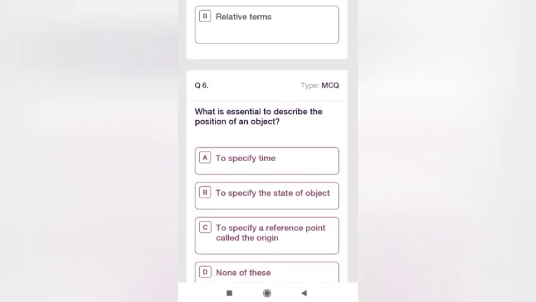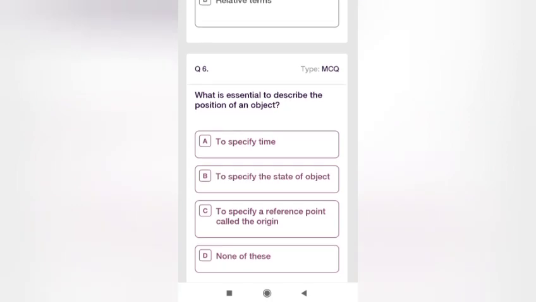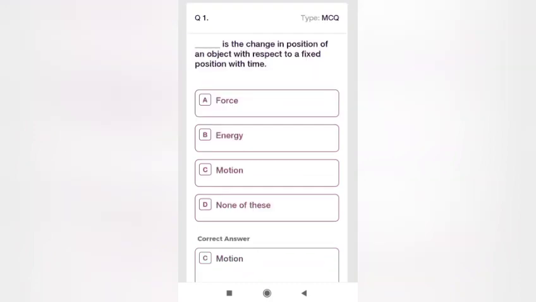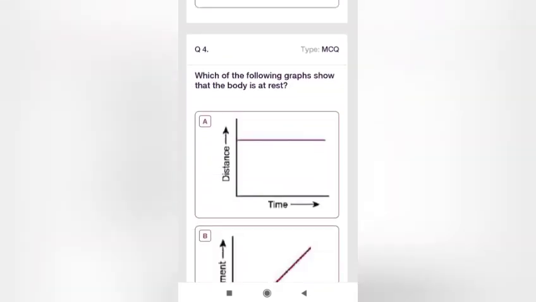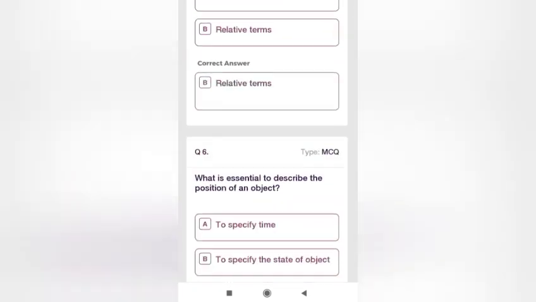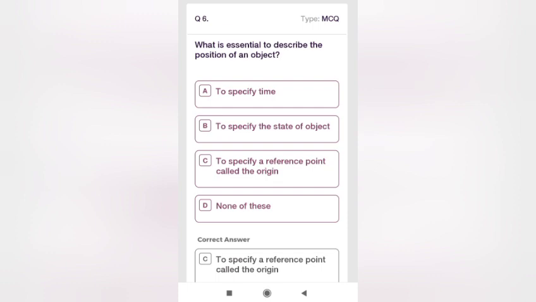What is essential to describe the position of an object? We need a reference point. Option A, to specify time, option B, to specify the state of the object, option C, to specify a reference point called origin, and option D, none of these. Option C will be the correct answer because it requires a reference point.